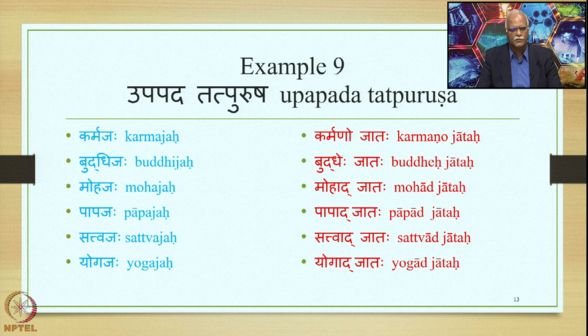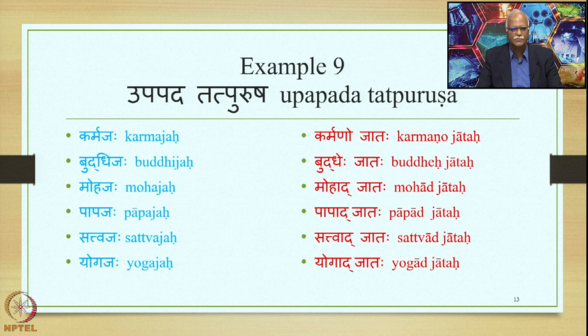Here are some more examples of upapada tatpurusha samasa, this time with the verbal root jana being added with the suffix da at the end. So we know the word karmajaha, siddhir bhavati karmaja, karmaja, karmanaha jataha, buddhija, buddheh jataha. So jana is the verbal root and the suffix da is added to it as part of the derivation of the upapada tatpurusha samasa.